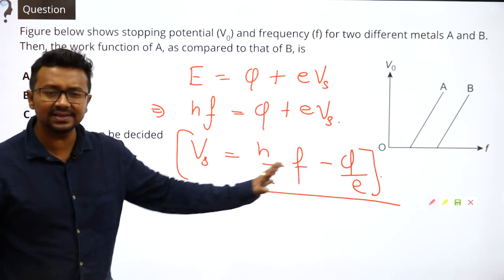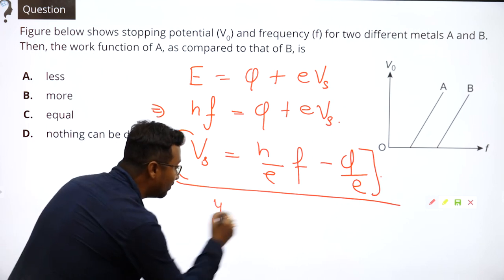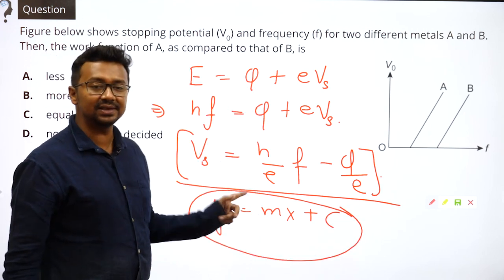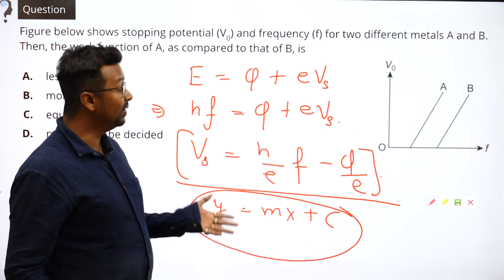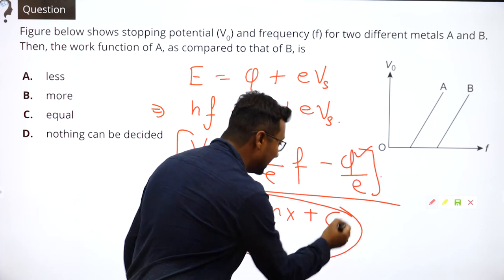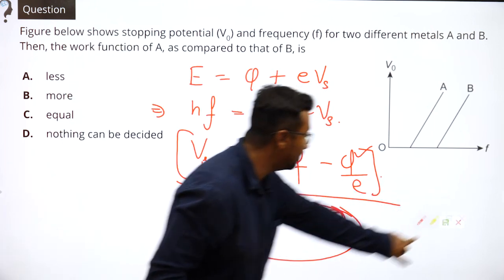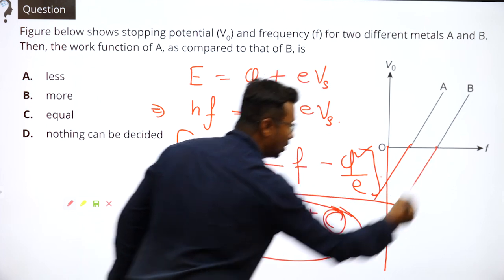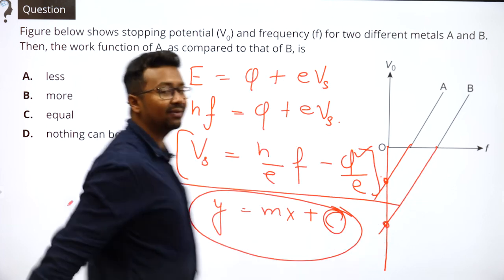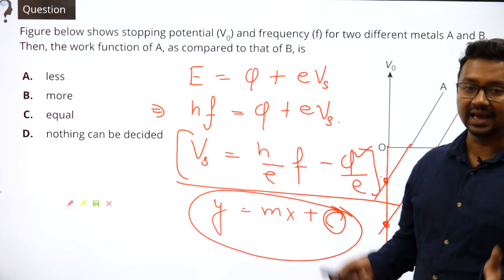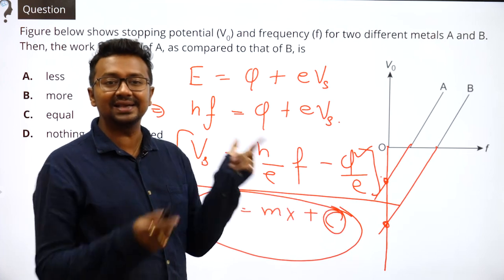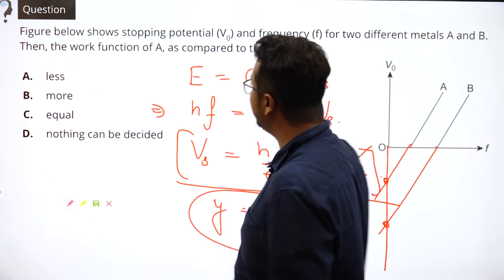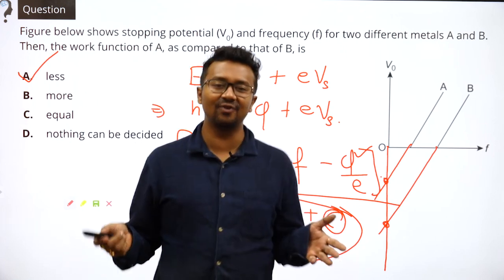Now, clearly from this equation, isn't it of the format y equals mx plus c? What is the slope? Slope is h by e. What do we want to find? The stopping potential, which will be like your c, the y-intercept. So we will get the information from the graph. If you extend the y-axis for A and B, tell me, which has a greater value of work function, whose y-intercept is going to be greater? Obviously we can clearly see that B's y-intercept is greater than A's y-intercept. So the work function of A as compared to B will be, obviously, less.